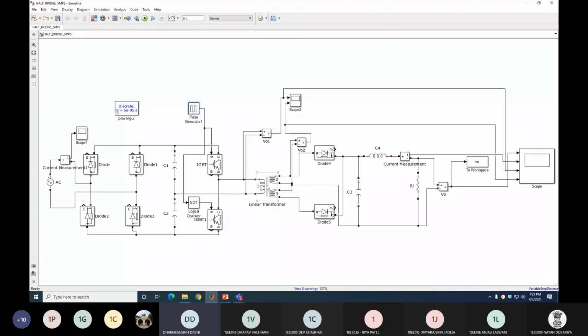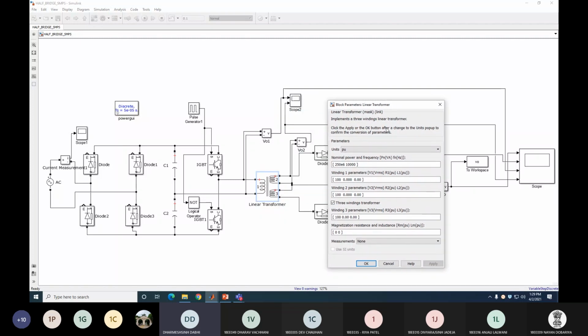Yes. And here to provide isolation, I am using the linear transformer. In the linear transformer, you can select the frequency at which you operate this IGBT. So power rating is given, frequency is given. The frequency is set to 10 kHz. When you pick this linear transformer block from the simulation library, the inbuilt frequency given is 60 Hz. So please write down the frequency at which you operate this IGBT. If I operate this IGBT at 20 kHz, you must write 20 kHz here. Clear? And here my supply voltage is given as 100 volt peak. So here I write 100 volt for all the 3 windings.